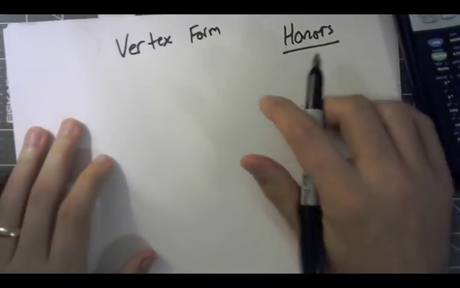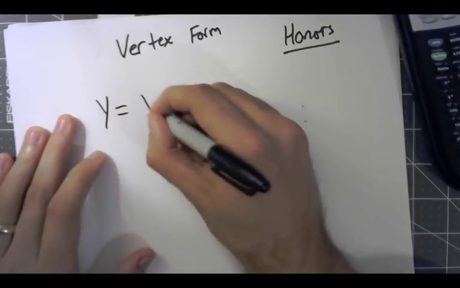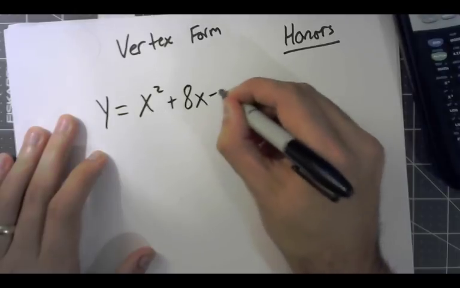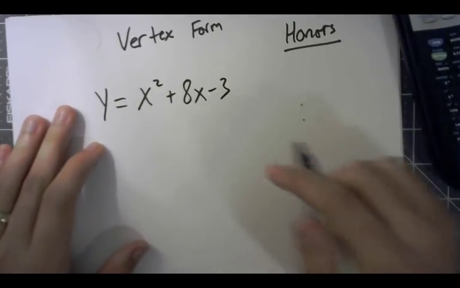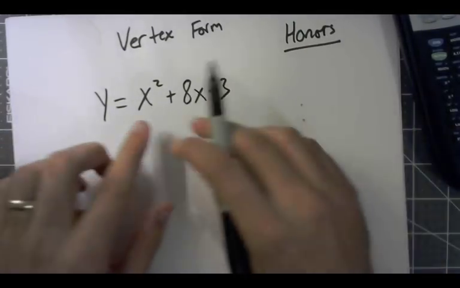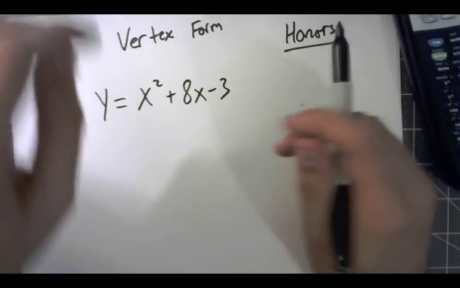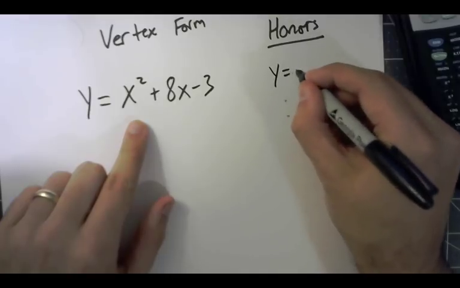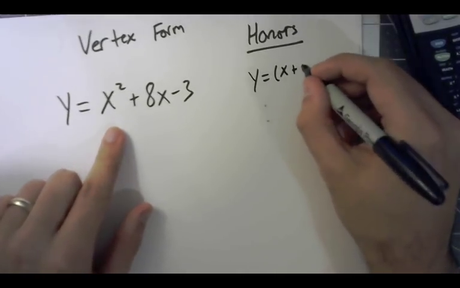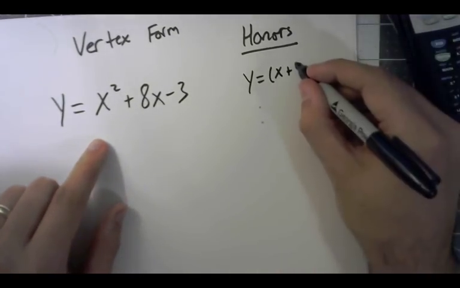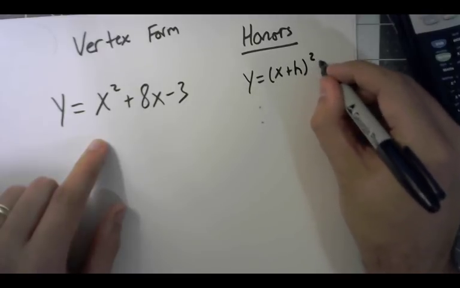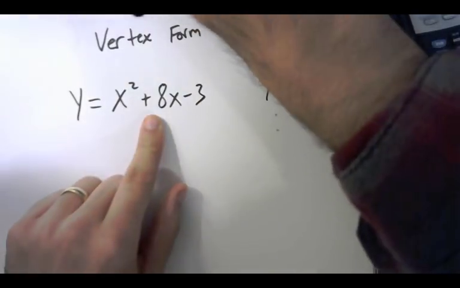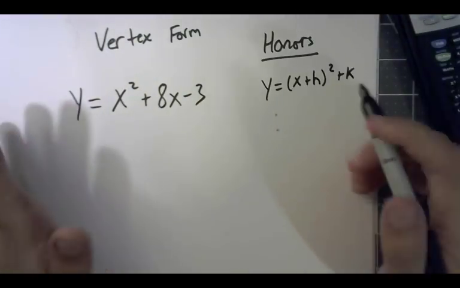So what does it start off like? It starts off with something like this: y equals, let's say, x squared plus 8x minus 3. That's standard form. We're trying to get to vertex form. And vertex form looks like y equals (x plus h) squared plus k, something like that. We're going to get this looking like this. And that's the important thing.